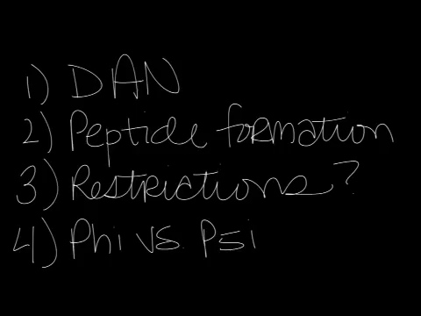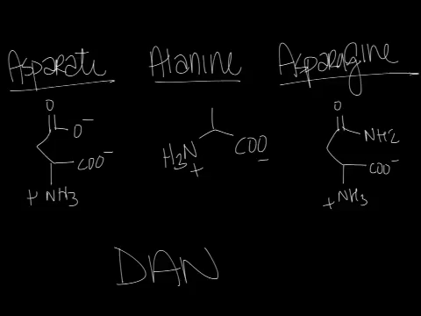So, like normal, we're going to jump into an overview of what we're going to be doing. We're going to look at Dan the peptide. Secondly, we're going to look at peptide formation, so how we actually create Dan, what Dan is, all the parts of it. Then we're going to look at restrictions, like restricted bonds. And then we're going to wrap up with phi and psi angles. So let's jump right in.